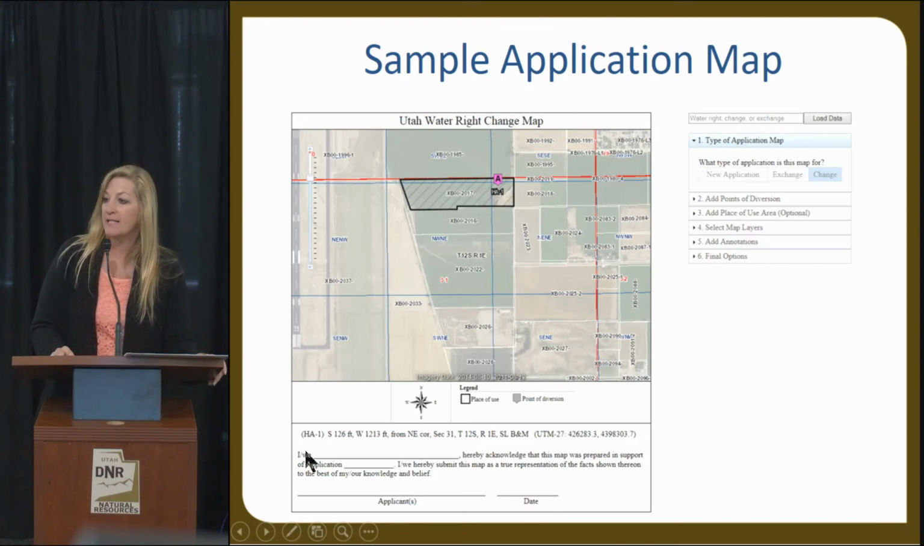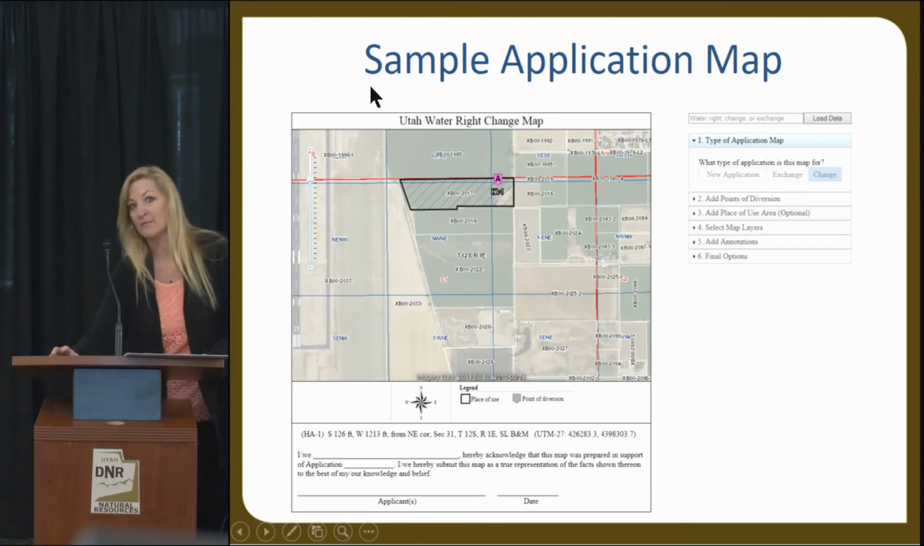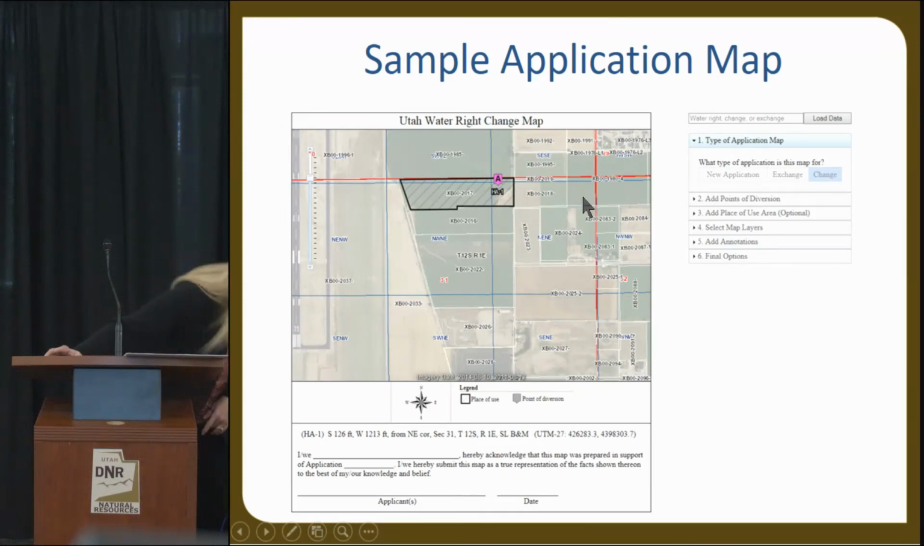Okay, so this is a sample application map. This one, for instance, has the signature block on it, so it could be signed. If that's blank and it came in with the application, again, that is fine. If it comes in separate, or it's one that we requested clarification on, that would need to be signed.